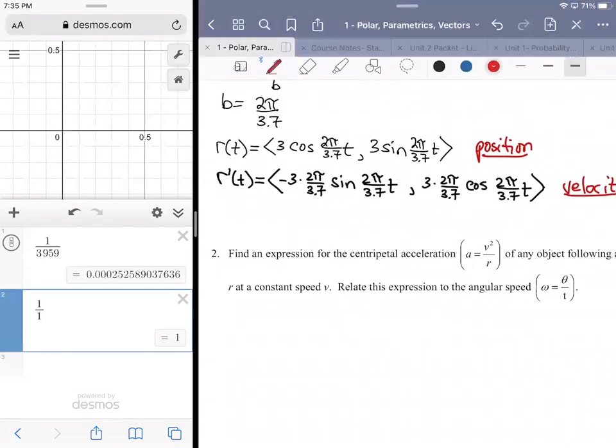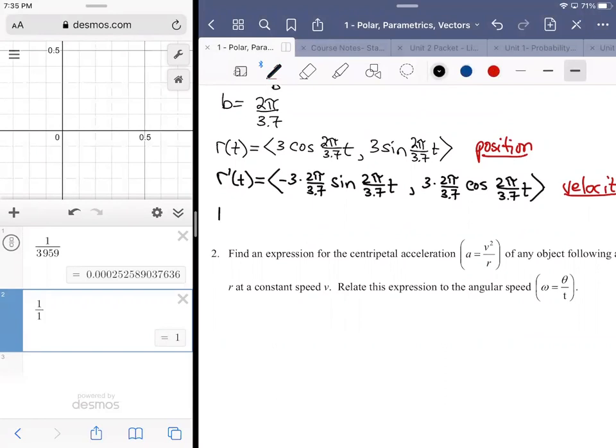All right, so my second derivative: sines become cosines, cosines become negative sines. That part's fine. The -3 is going to stay put. We're going to introduce a negative for the second part. But when we take the derivative of the inner function, we're going to get another 2 pi over 3.7. So we're looking at -3 times 2 pi over 3.7 squared times cosine of 2 pi over 3.7 t.